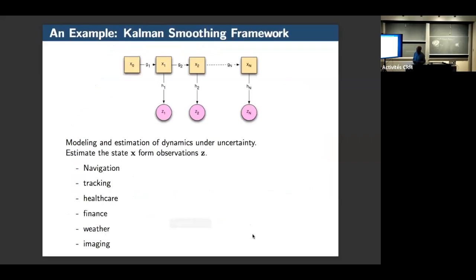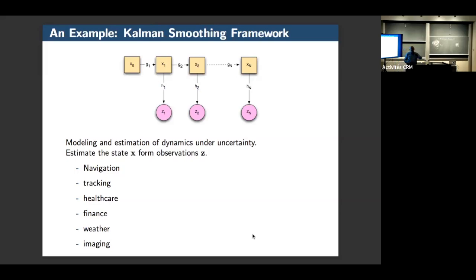Okay, so I want to get to this example. It's the common one, because I want to show how you can play with the model to get other aspects of the problem. So, Kalman smoothing. What you have is a state of a system: airplane, boat, a drug in the body, whatever. Those are states that evolve over time, and you go from one state to the next using a transition function.